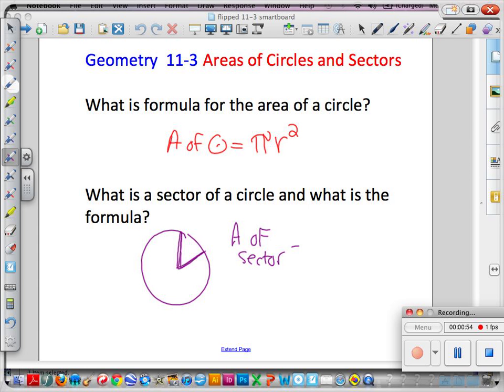So a whole circle would be pi r squared. If I have a fraction of a circle, I'll have part of the 360 degrees. So I'm going to use that central angle over 360. So to find the area of a sector, you're going to take your central angle divided by 360 and then times the entire area of the circle, which is pi r squared. Let's take a look at a couple of examples.